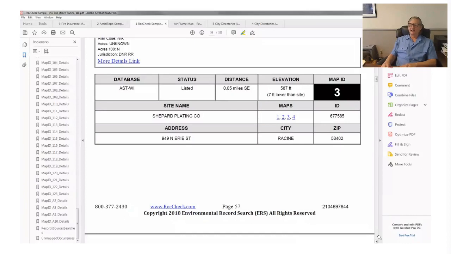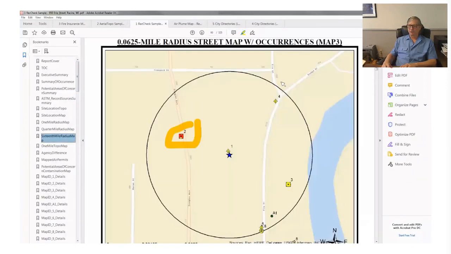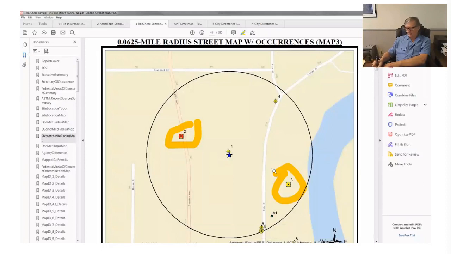Oh my gosh, look at 3. Where is 3? We need to look at where 3 is, because 3 is Shepherd Plating Company. So let's go ahead and look at 3, and 3 is right here. So of course, a plating company is a concern. And we're going to look at that as we're going. So I'm going to write down ID number 3, plating.